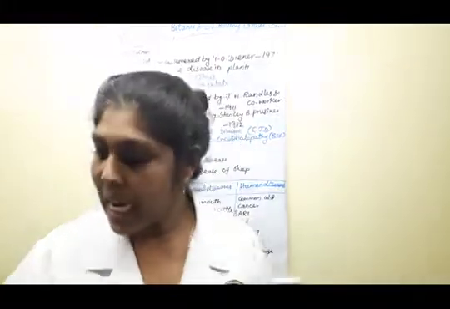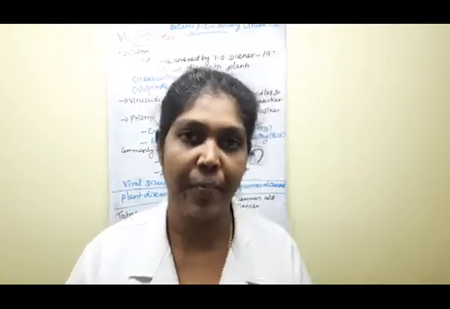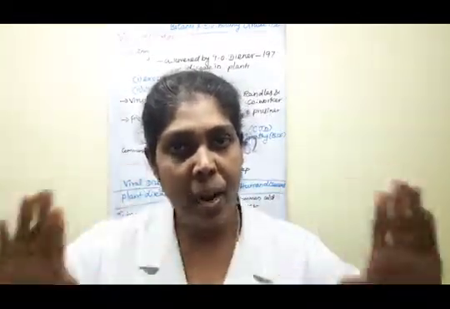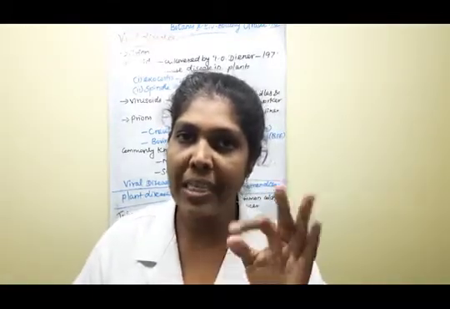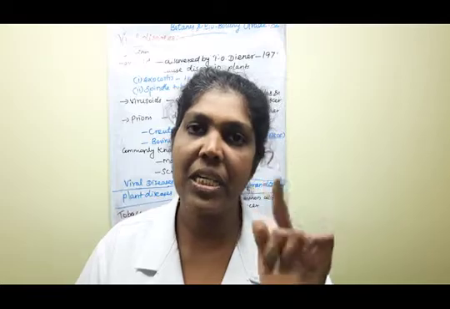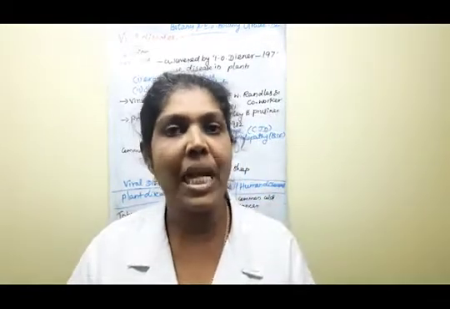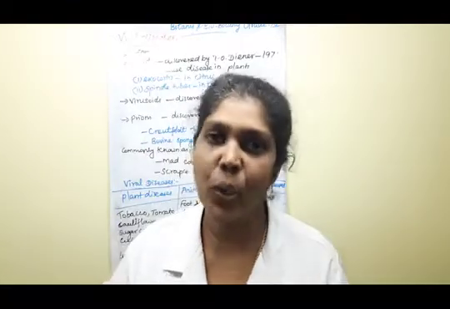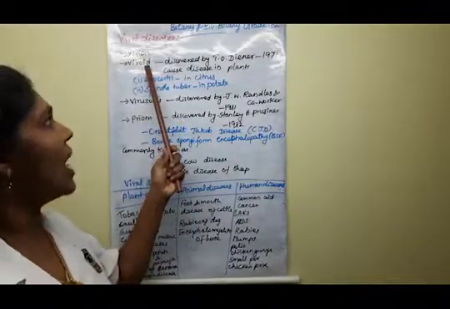Virion means the infectious virus particle. The infectious virus particle is called a virion. It cannot multiply outside the host cell, that is, it does not replicate outside of the host organism. So that is the definition: the infectious virus particle, which does not replicate outside the host organism or host cell. Clear, children?